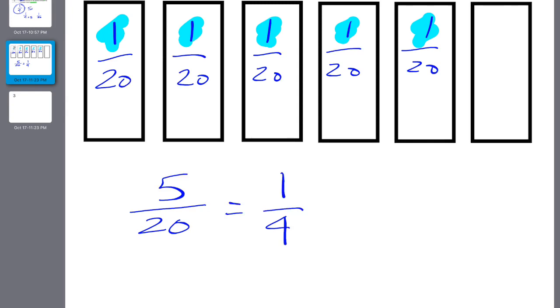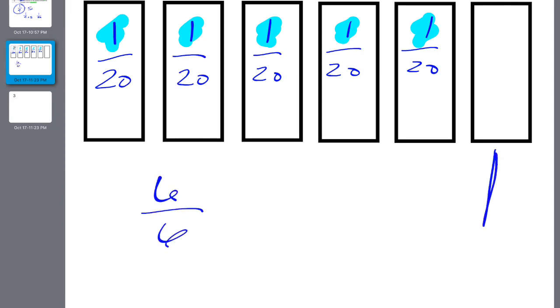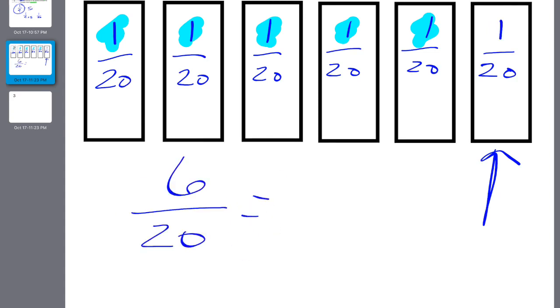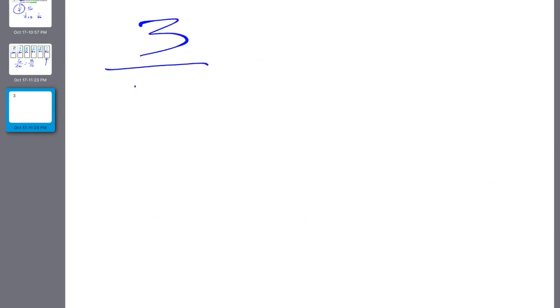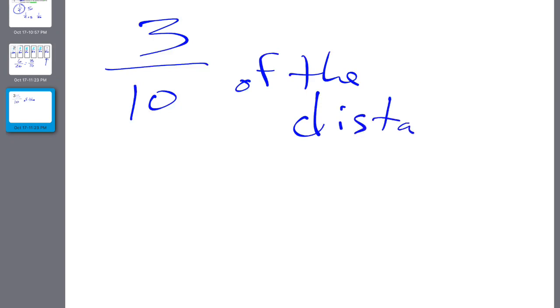So in order to get 1 full hour, in this case, which would be 6 out of 6, right? We have 5/6, so 6 out of 6 would just simply be one more of these parts. That's going to be 1 hour. So another 1/20th. Of course, this now amounts to 6/20ths. Okay, and that can be reduced down to, of course, 3/10. So our answer to the problem is 3/10 of the distance is how far the plane can travel in 1 hour.